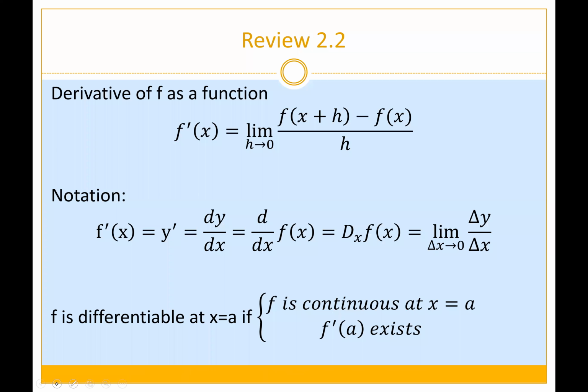Now we're going to go to the last section of today, which is 2.2, the derivative of f as a function. Now we don't just find the derivative at a specific point, but we expand our range of investigation to the entire range, an interval. So the derivative of f as a function is f prime of x equal to the limit of h approaching 0 of f(x plus h) minus f(x), divided by h.